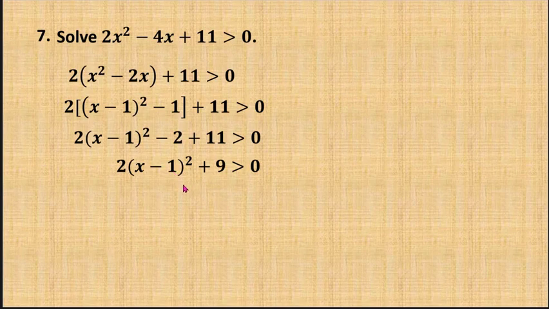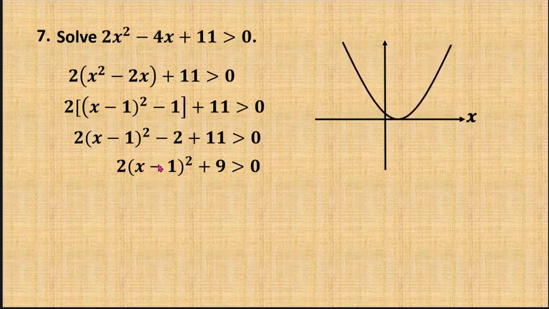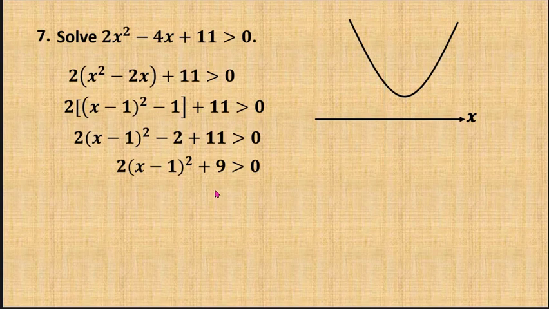After finishing completing the square, I'm going to sketch the graph by using transformation. I start from a U shape where the turning point is at the origin. Then I shift the graph to the right for 1 unit. Then I shift the graph upwards for 9 units. Now the graph is ready.